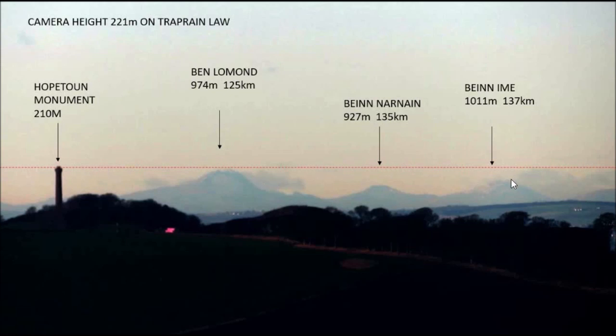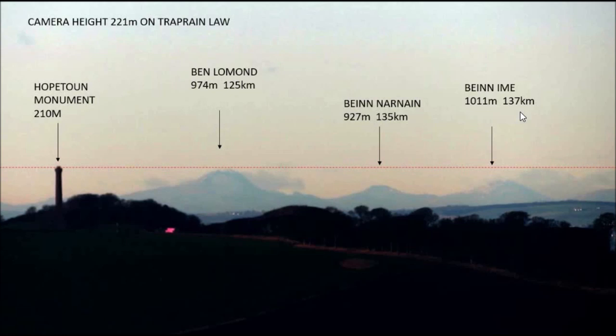In order for Ben Nunnain, a 1,000 meter mountain, over 1,000 meters tall at the peak, to fall this far below the line, with my camera higher than the Hopeton Monument, higher than the line, would require sinking of over 1,000 meters. And even over a distance of 137 kilometers, the conditions required to achieve that simply don't exist.